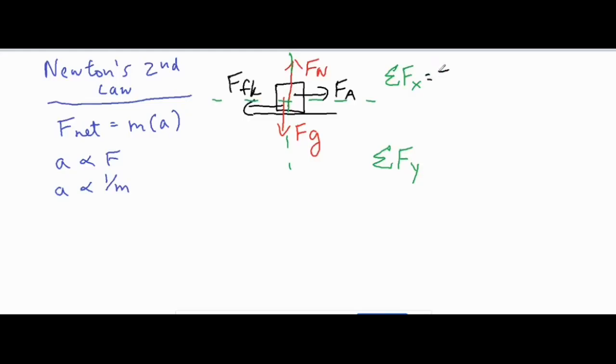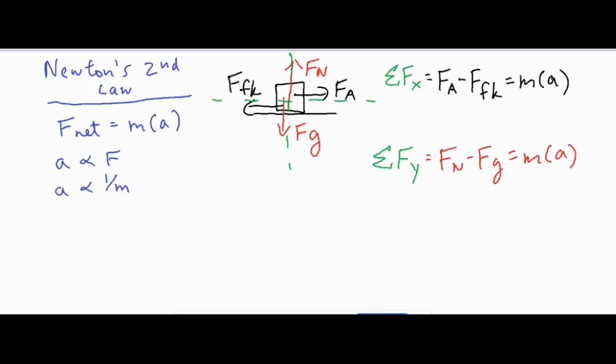Now, in the x direction, we have the applied force, and then in the opposite direction is the force of kinetic friction, so that equals the mass times acceleration. In the y direction, we have the normal force pushing it up, and then we have the force of gravity counteracting it, pulling it down, and that equals m times a.